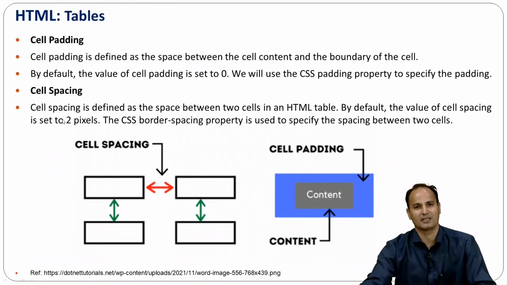Now cell spacing. Cell spacing is defined as the space between 2 cells in an HTML table. By default, the value of the cell spacing is set to 2 pixels. The CSS border-spacing property is used to specify the spacing between 2 cells. As you can see in the image, the cell spacing is specified using the bidirectional red arrow between the 2 cells, horizontally as well as vertically.